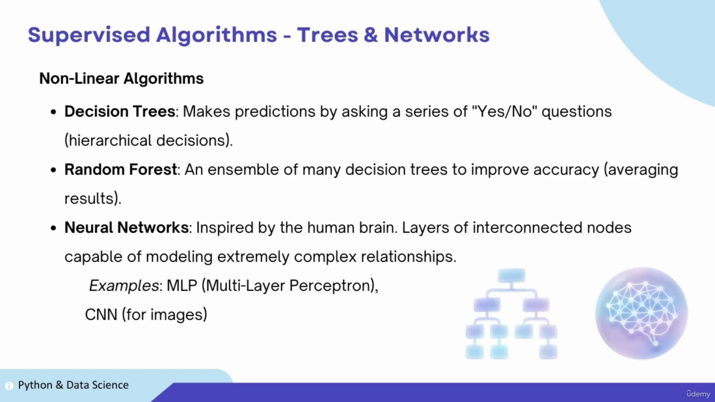Second, on the right, neural networks. These are inspired by the biological neurons in the human brain. They consist of layers of interconnected nodes. These are the engines behind deep learning, capable of modeling extremely complex relationships, such as recognizing cracks in concrete from video footage.